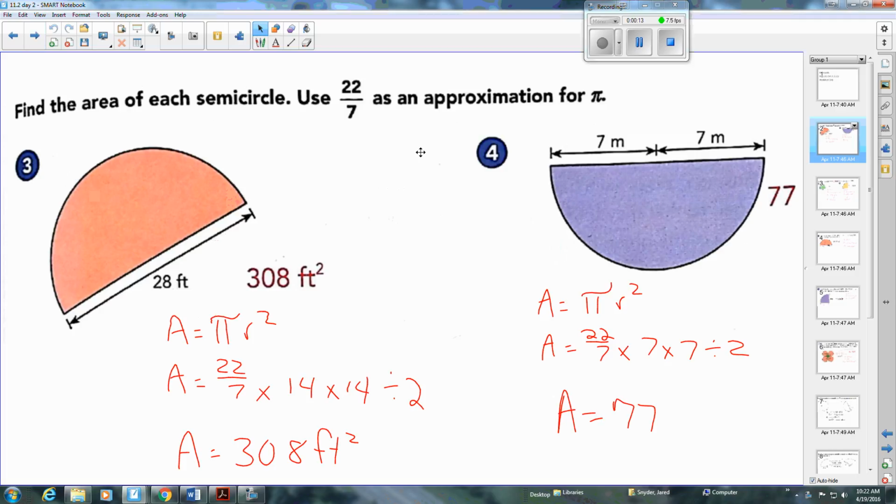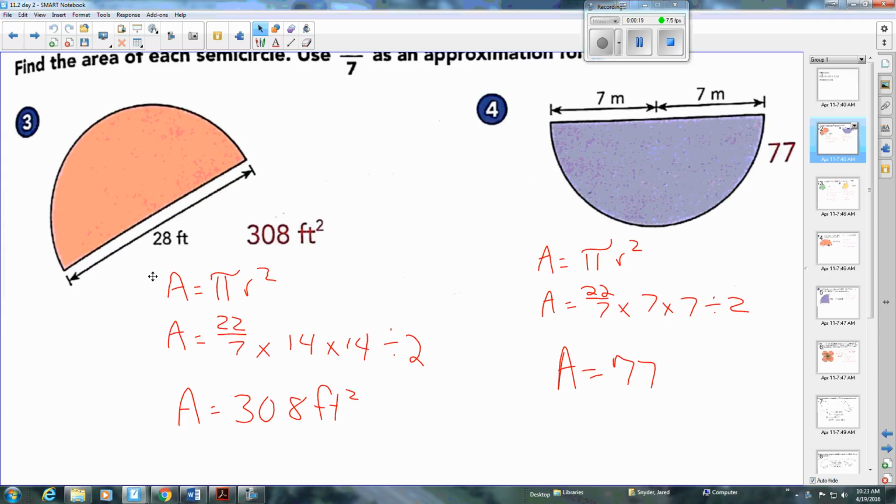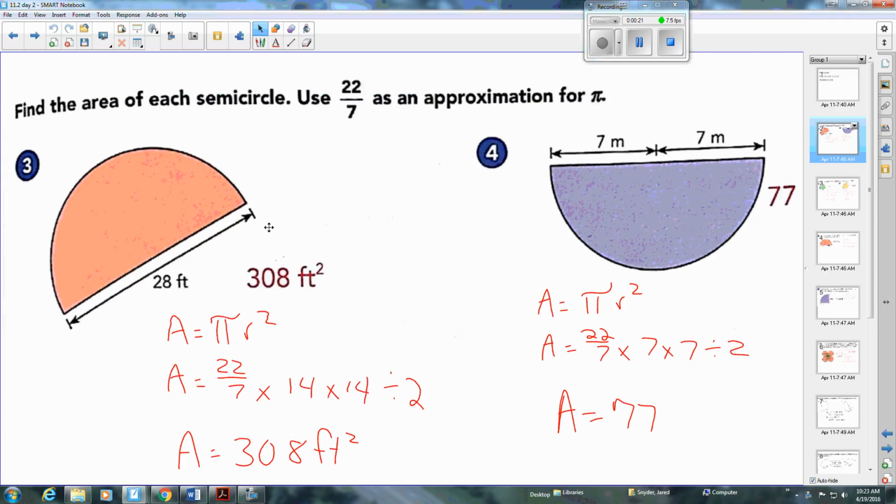The first one reads, find the area of the semicircle, use 22/7 as the approximation for pi. So what you would do here is you would say, all right, I'm trying to find the area. And we know that area equals pi r squared. So it's 22/7 times 14 times 14 divided by 2 because it's half of a circle, so you get an area of 308 feet squared.